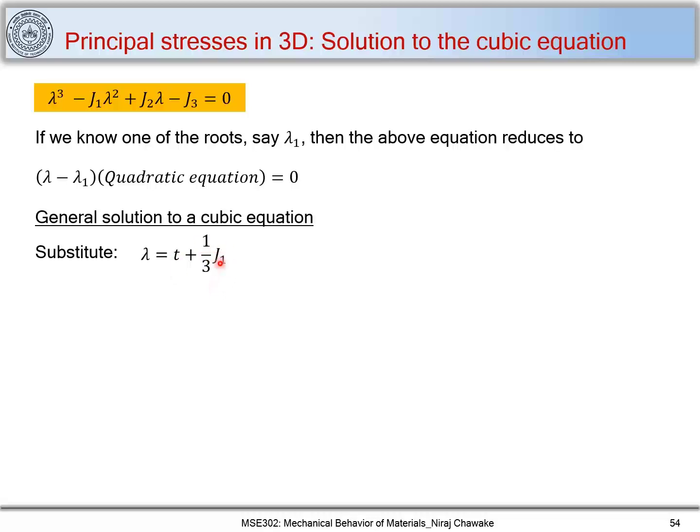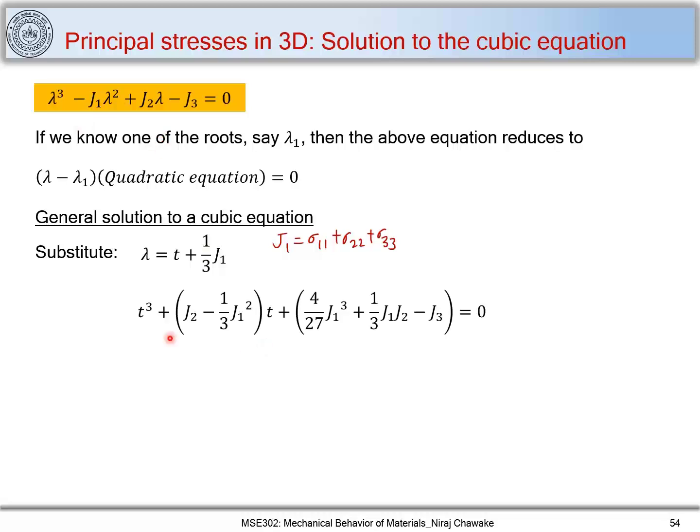So this J1, we have seen it earlier, it's the first invariant. So let me write it down. J1 was sigma 11 plus sigma 22 plus sigma 33, that is the trace of my stress matrix. Now when I substitute, this equation we can write in terms of t. So we get t cube plus a constant into t, and then there is another constant, equal to 0. If you look at this equation carefully, it doesn't have any t square term. So this is called a depressed cubic. You don't have any square term here.